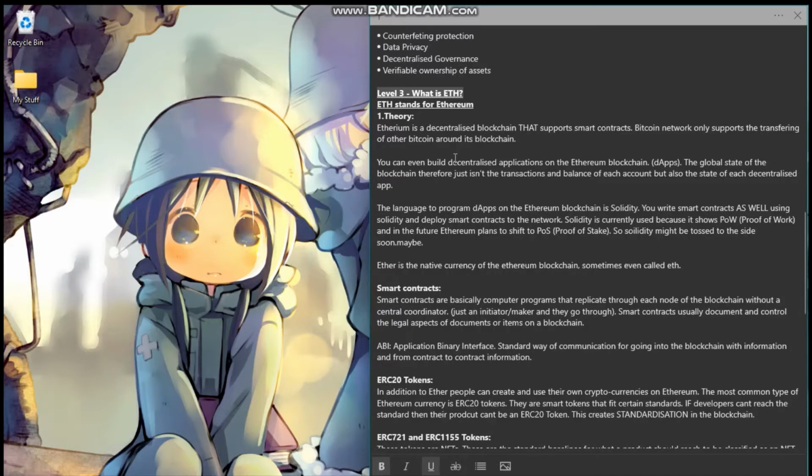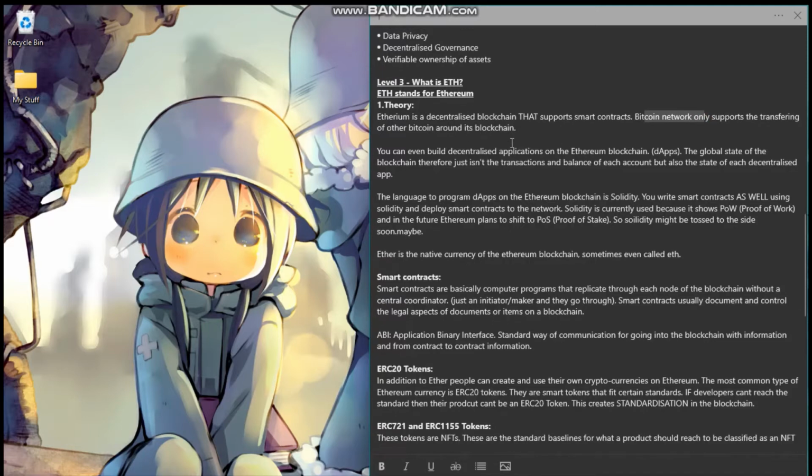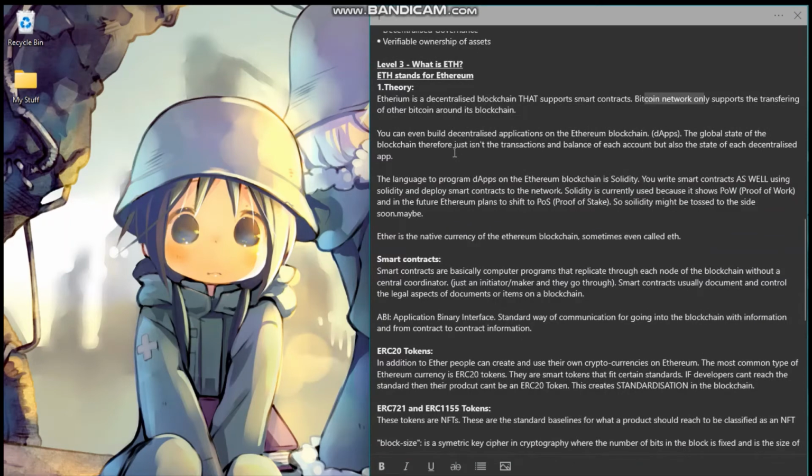Ethereum itself is a decentralized blockchain that supports smart contracts, which is important. The Bitcoin network, because Bitcoin also has its own blockchain, so that's what I'm referring to here, only supports the transfer of Bitcoin around its blockchain, but doesn't support smart contracts and anything like that. So yeah, the Bitcoin blockchain isn't very popular.